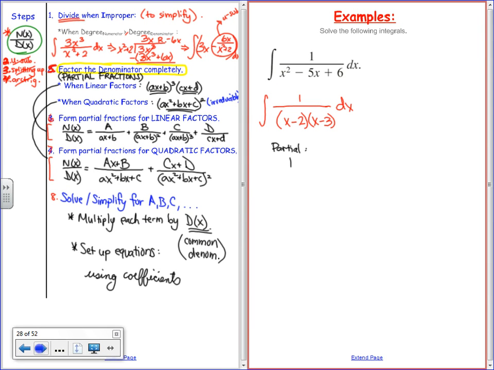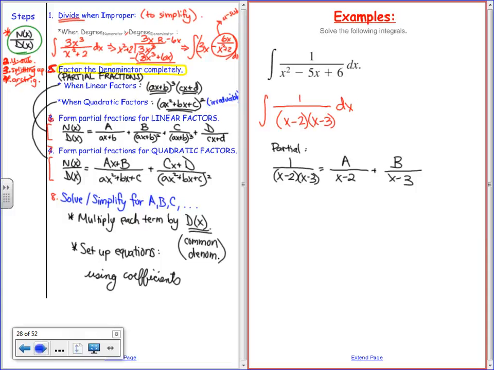Plus B over x minus 3. You see what I'm doing? I looked at my denominator and I said only linear factors over here. Both sides times x minus 2.